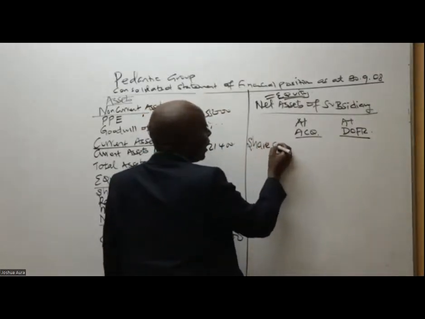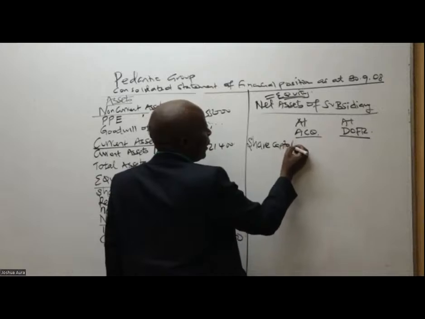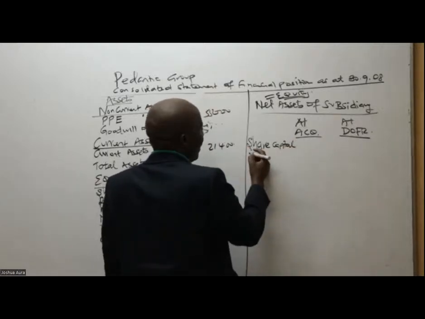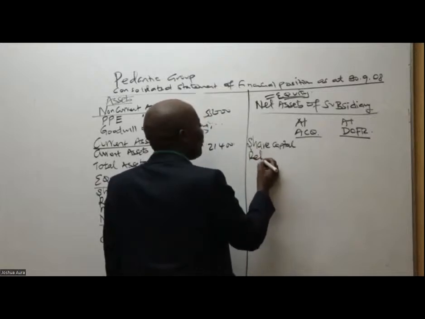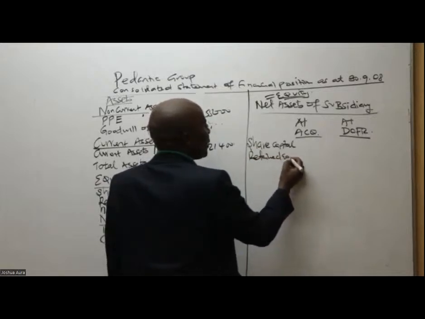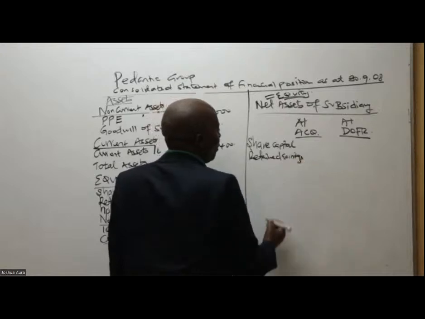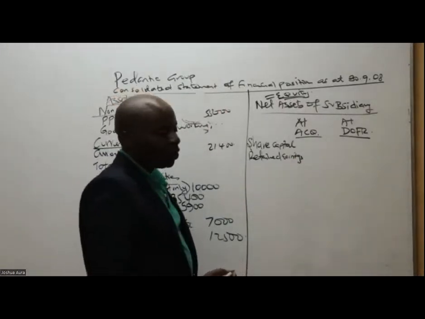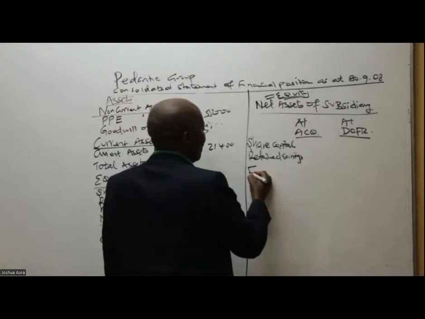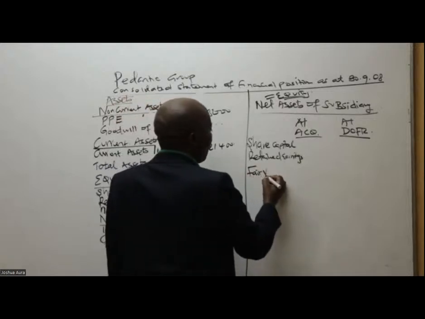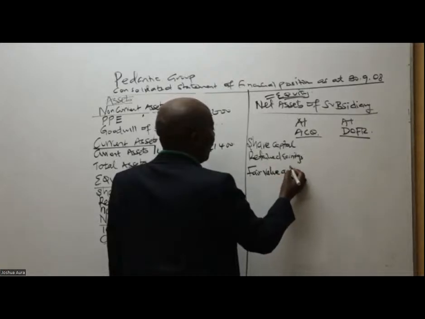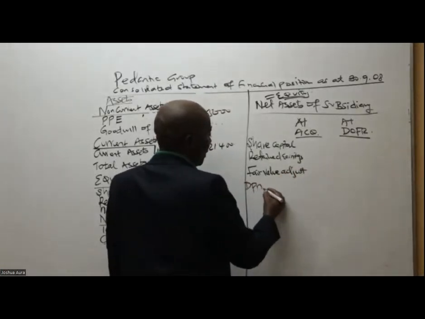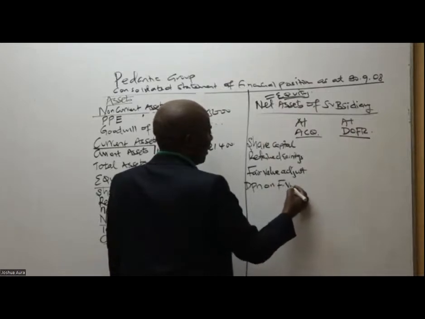Now, equity elements, you can even name them. We have the share capital. We have the share premium if it is available, but it is not available here. We have retained earnings, which are shareholders' monies. Then we have fair value adjustments, and the depreciation on fair value adjustment.